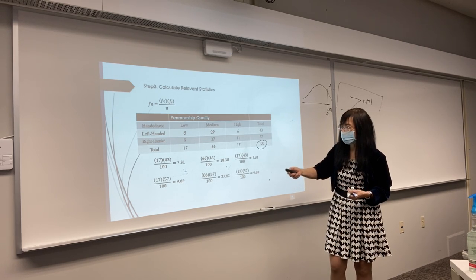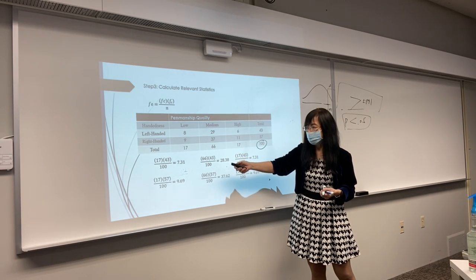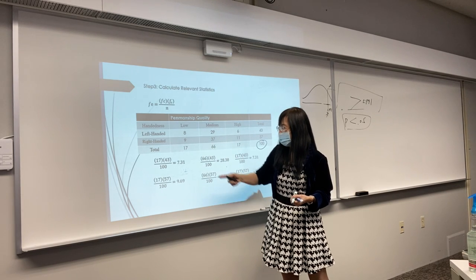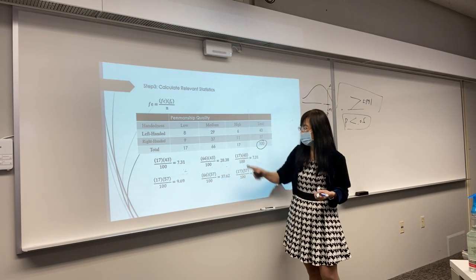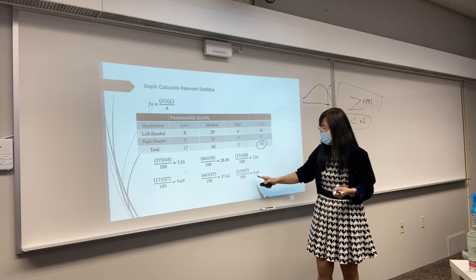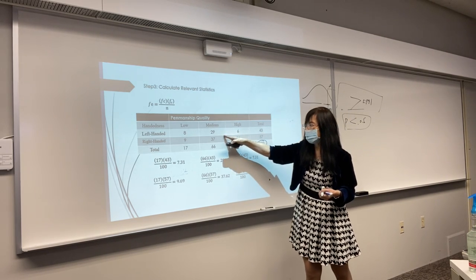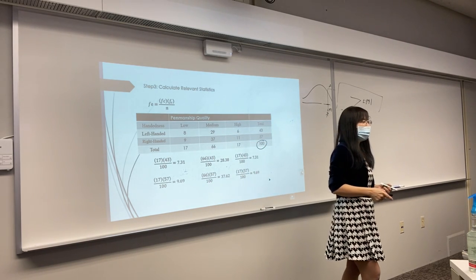Okay, so I got this: 7.31, 9.69, 28.38, 37.62. 7.31 and 9.69 are for this group, for this box.